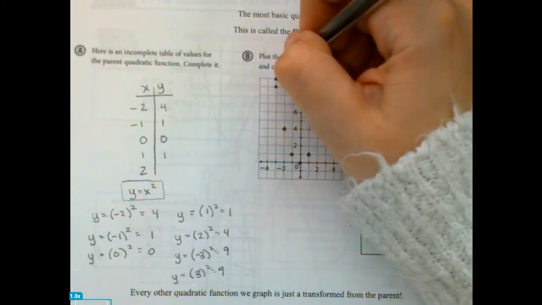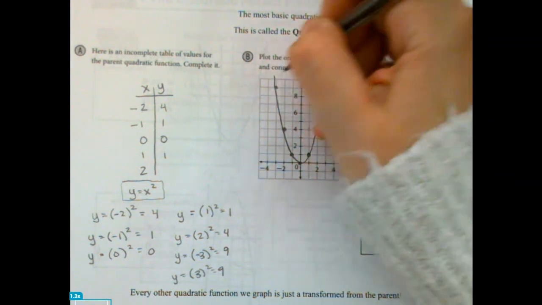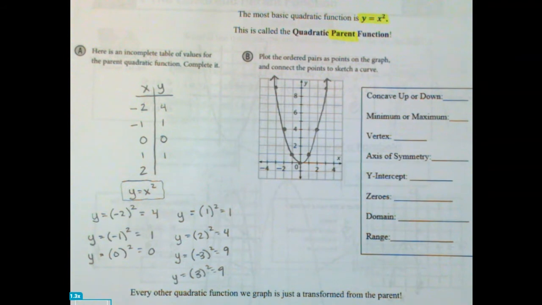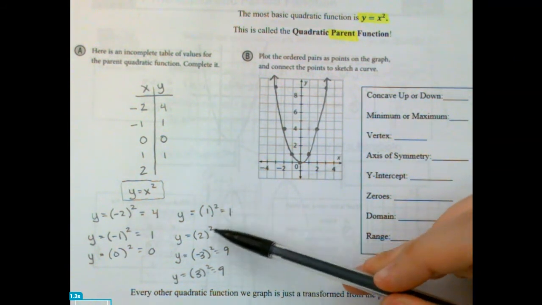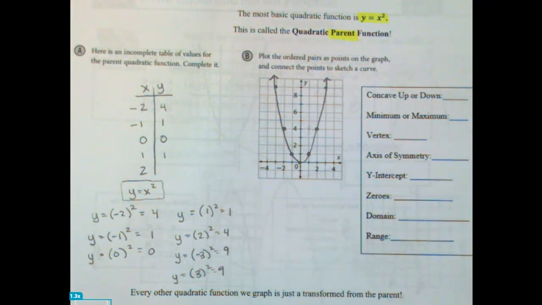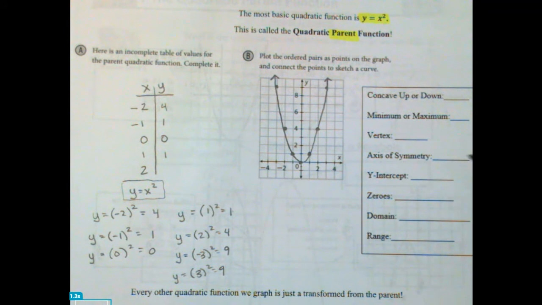You need to memorize these points and memorize the parent function going forward. And it's not too hard to memorize. Notice they're all perfect squares. 1, 4, 9. 1 squared is 1, 2 squared is 4, 3 squared is 9. That makes sense, right? Because we're looking at the function x squared. So you're looking at that relationship of numbers that are being squared, so you're going to end up having a lot of perfect squares in the parent function.